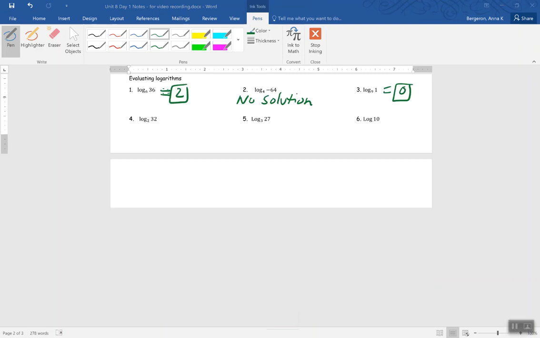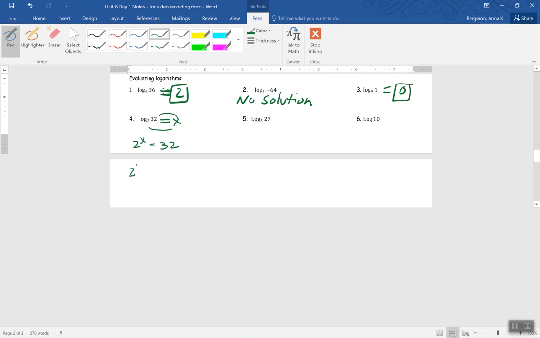All right, now that my board is cleaned up a little bit, let's finish these last 3 problems. So again, when I want to evaluate a log, I'm going to set it equal to x. That way I can rewrite it in my exponential form. So I would have 2 to the x power equals 32. So again, I want to be able to solve this. I want my bases to be the same.